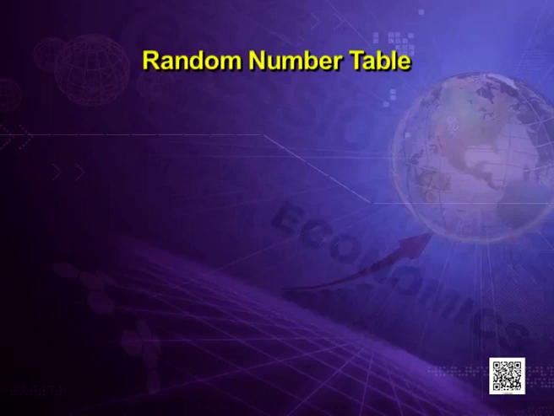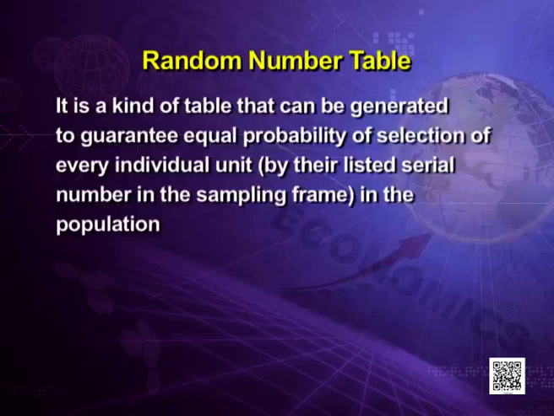Now, what is the meaning of a random number table? It is a kind of table that can be generated to guarantee equal probability of selection of each and every individual unit in the population. These random number tables are available either in published form or they can be generated by using appropriate software packages.